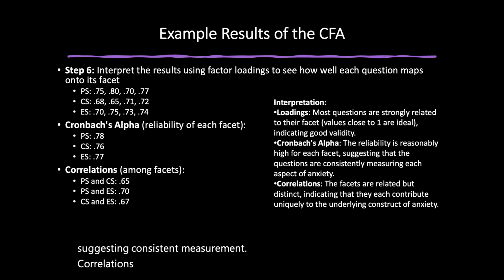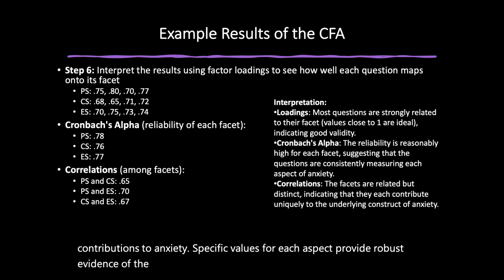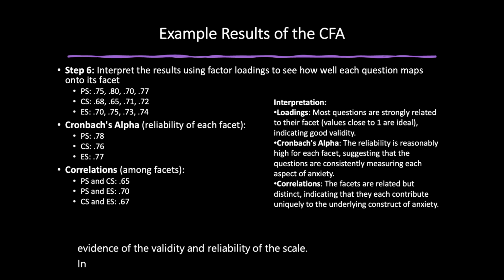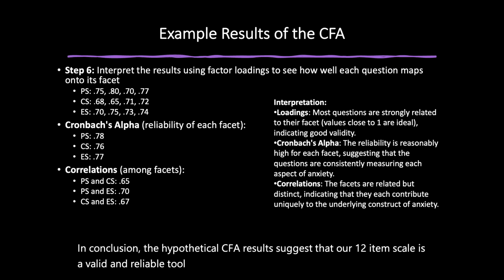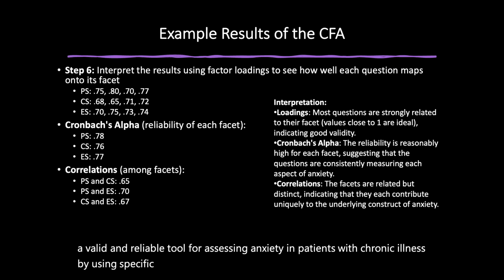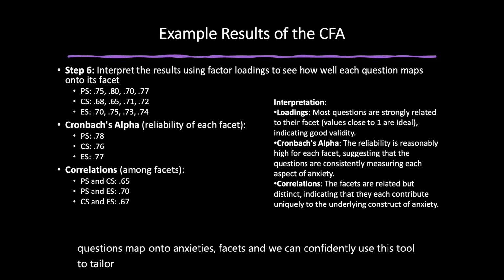Correlations. The facets are related but distinct, showing unique contributions to anxiety. Specific values for each aspect provide robust evidence of the validity and reliability of the scale. In conclusion, the hypothetical CFA results suggest that our 12-item scale is a valid and reliable tool for assessing anxiety in patients with chronic illness. By using specific values, we have a clear understanding of how the questions map onto anxiety's facets, and we can confidently use this tool to tailor care to individual patients' needs.